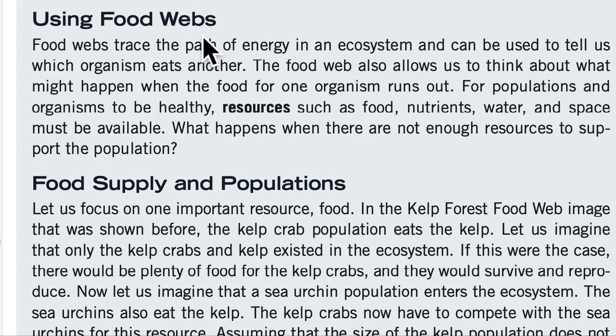Using food webs. Food webs trace the path of energy in an ecosystem and can be used to tell us which organisms eat another. The food web also allows us to think about what might happen when the food for one organism runs out. For populations and organisms to be healthy, resources such as food, nutrients, water, and space must be available. What happens when there are not enough resources to support the population?